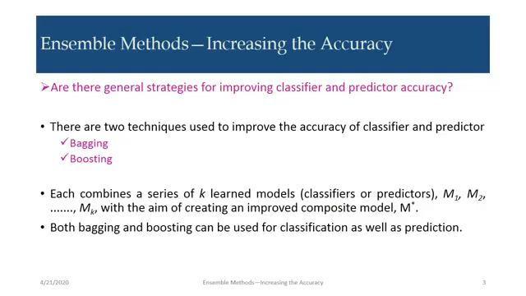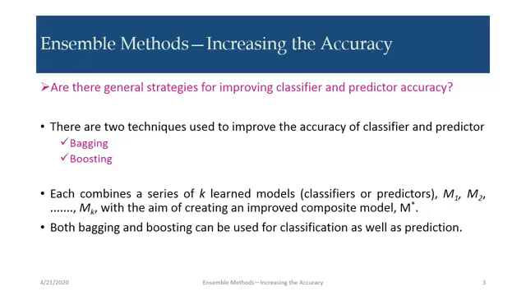So, first we will start with the ensemble method, which is used to increase the accuracy. What are the general strategies for improving classification and prediction accuracy? Are there any general strategies we are having which can increase the classifier and predictor's accuracy? This is the question. For that there are two techniques used to improve the accuracy of classifier and predictor, namely bagging and boosting.